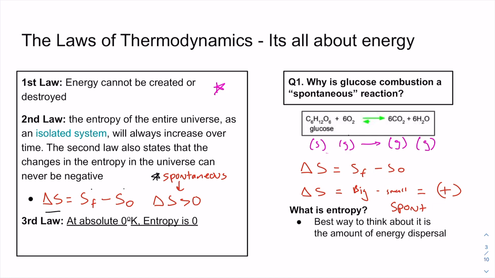Then we have the second law of thermodynamics. This is the idea that the energy dispersal of the entire universe will increase over time. And so what this gives us is a pretty powerful predictor tool, which is whether or not a reaction is spontaneous: whether or not the products have greater energy dispersal than the reactants. And so if the change in entropy is positive, then we know that the reaction is spontaneous.